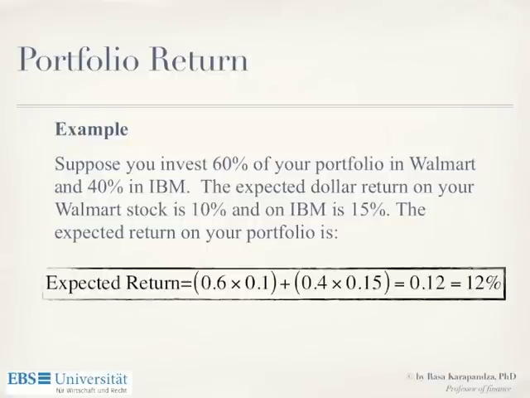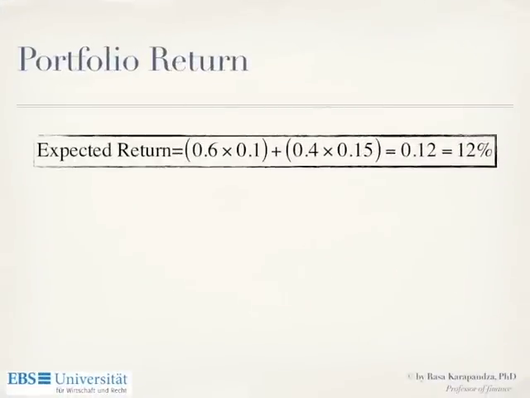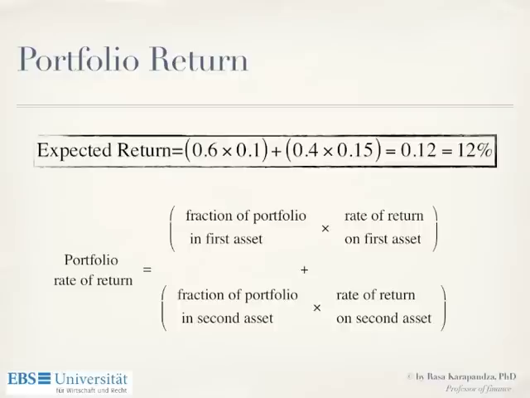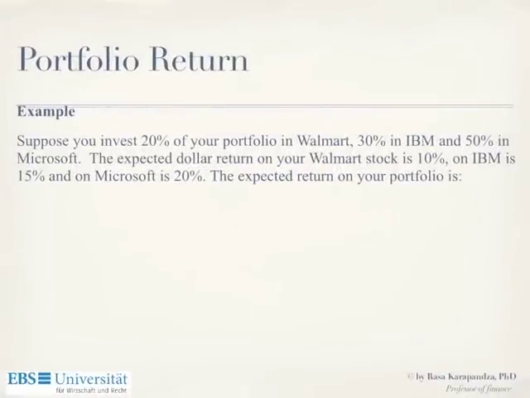What's the idea? Well, 60% of your money will grow at the rate of 10%, 40% of your money will grow at the rate of 15%. So all your money will basically grow at the rate of 12%. You will have 12% more after 1 year. So this is just the weighted average, nothing more. If you have two stocks, this is the fraction of portfolio in the first asset times the rate of return on the first asset, plus the fraction of portfolio in the second asset times the rate of return on the second asset.